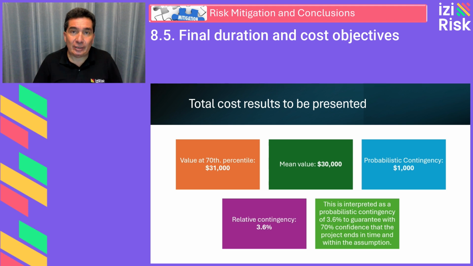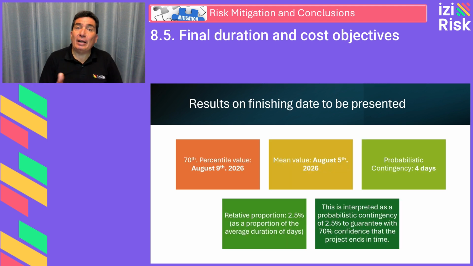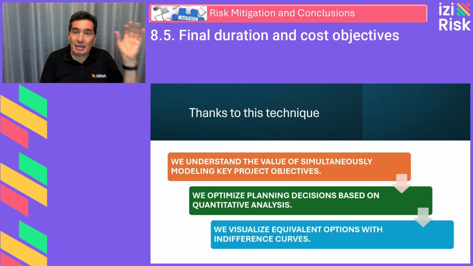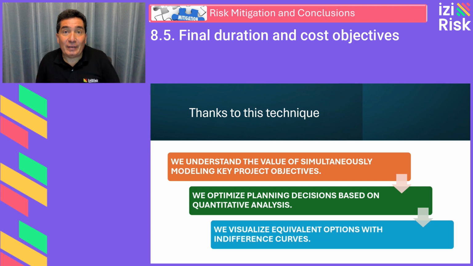So thanks to this technique, we understand the value of modeling both key project goals simultaneously. We optimize planning decisions based on quantitative analysis, and we visualize equivalent trade-offs using indifference curves.